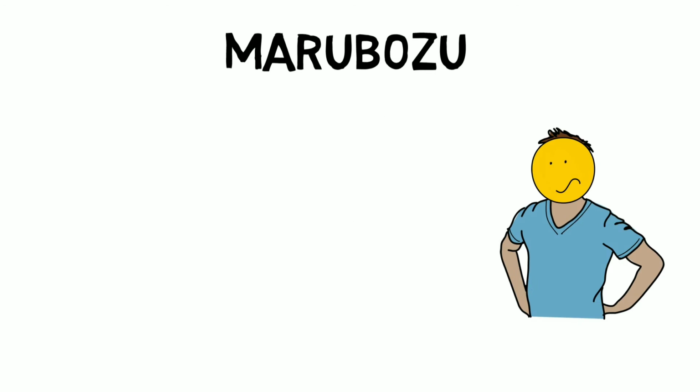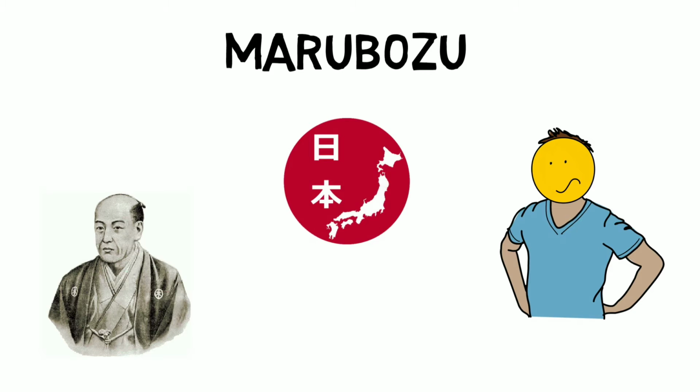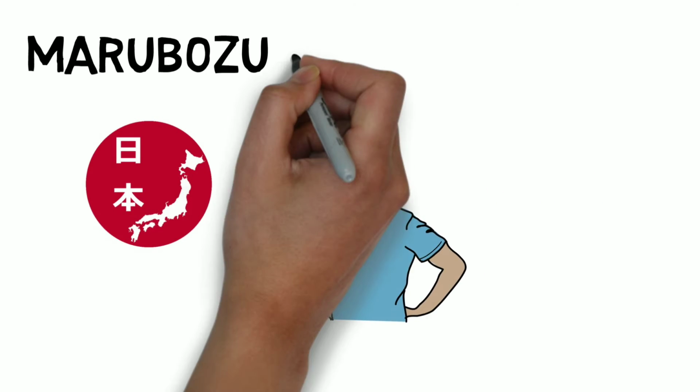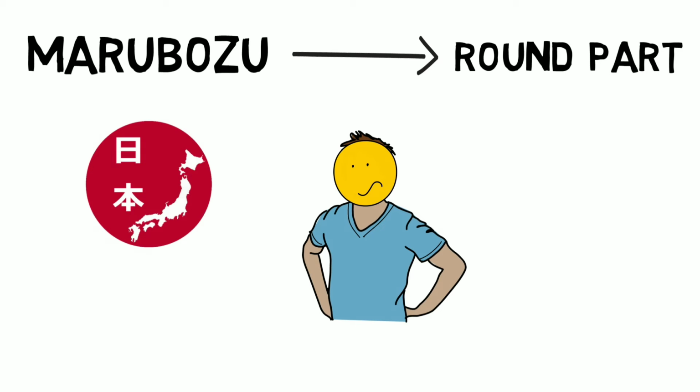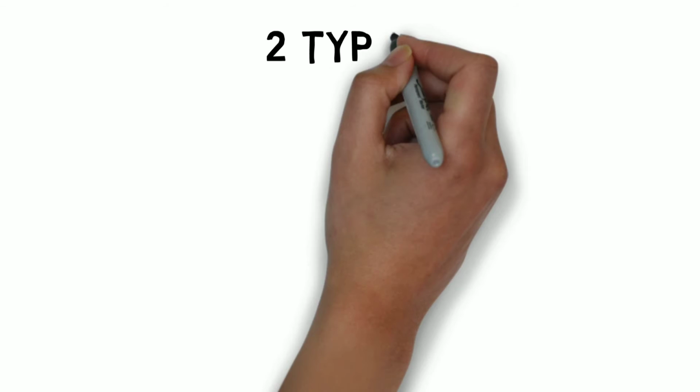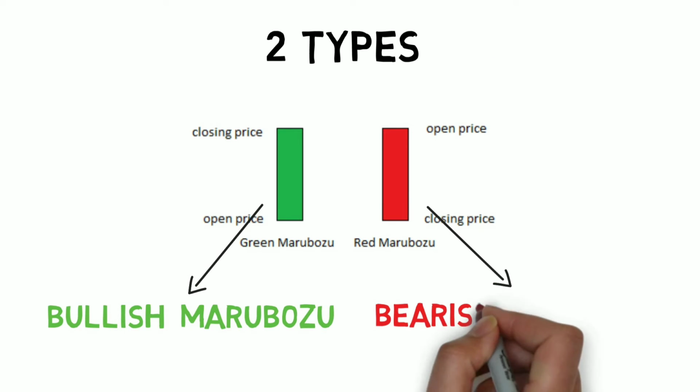If you wonder about its strange name, let me tell you that it is a Japanese name. If you know the history of candlesticks, then you know they come from Japan. So most of the patterns are popular by their Japanese names. Marubozu means the round part. We will understand the context and terminology soon. There are two types of Marubozu candles, Bullish Marubozu and Bearish Marubozu.